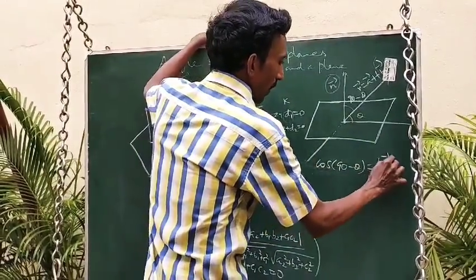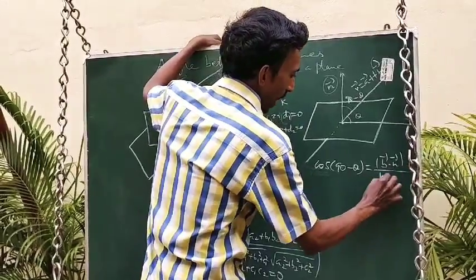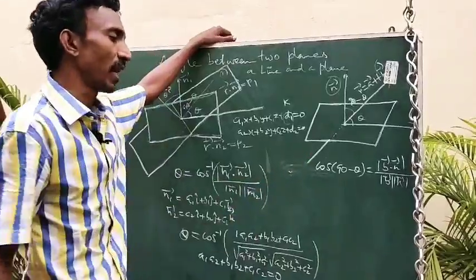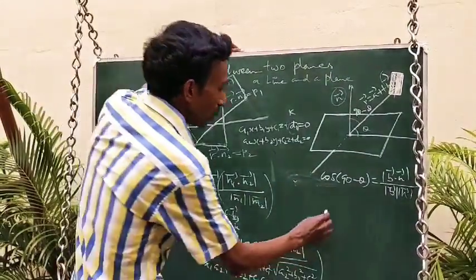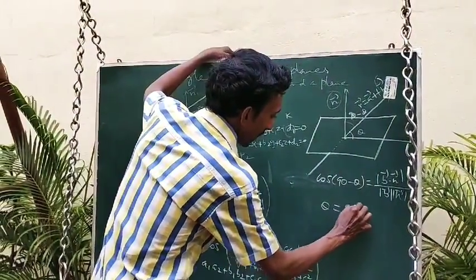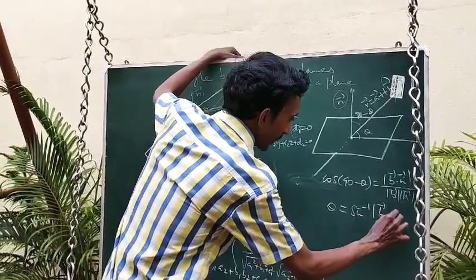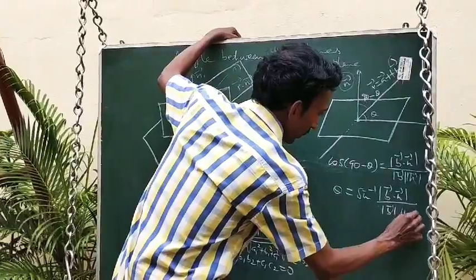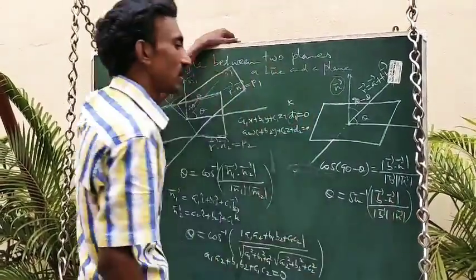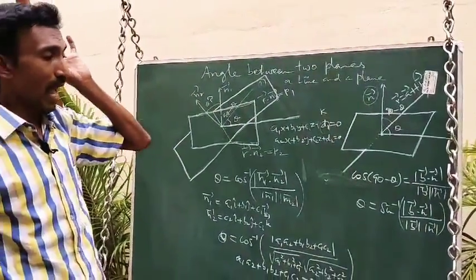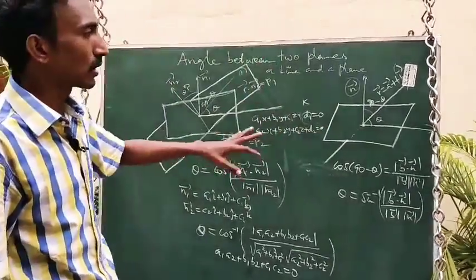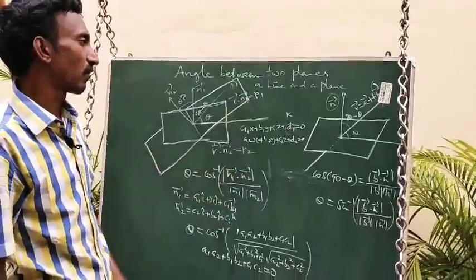So b vector dot n vector by magnitude of b into magnitude of n. So cos(90 minus theta) is sin theta. So theta equals sin inverse of modulus of b vector dot n vector by magnitude of b into magnitude of n. So this is the formula to obtain the angle between a line and a plane. Don't forget this. Suppose it may be in the Cartesian form.